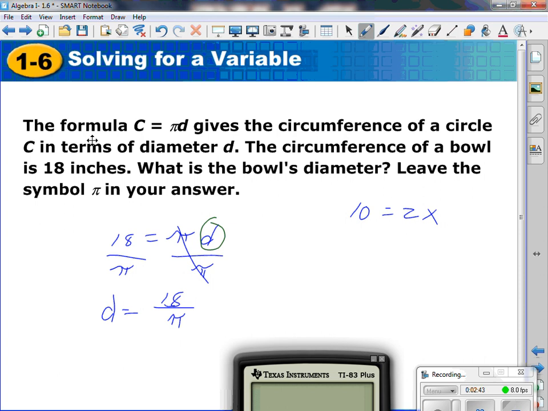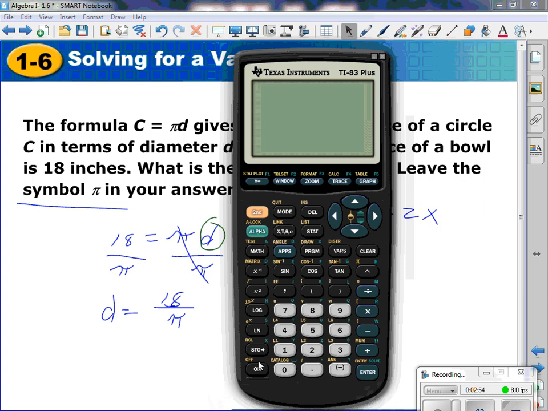Because it says in the directions, leave the symbol pi in your answer. We're not going to be using 3.14. We're going to be using the calculator pi button. It's more accurate. But we're not there yet.